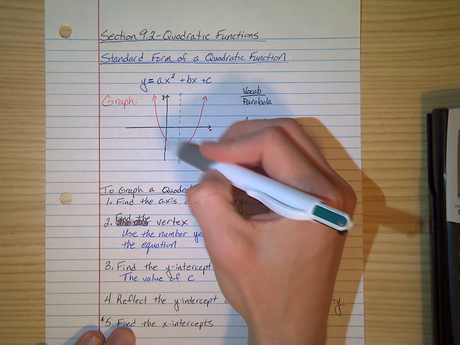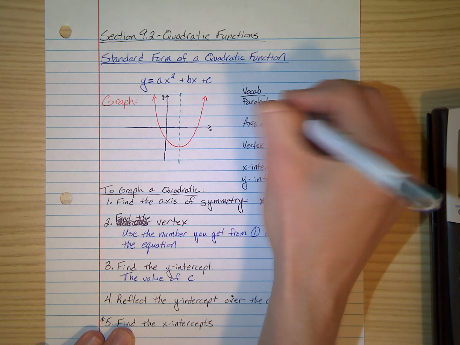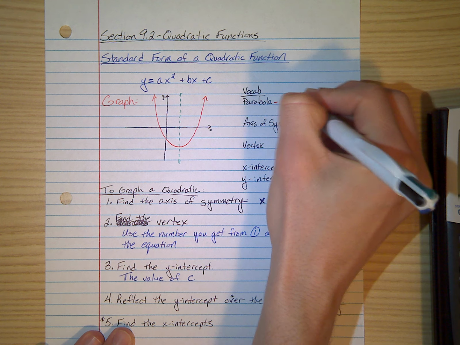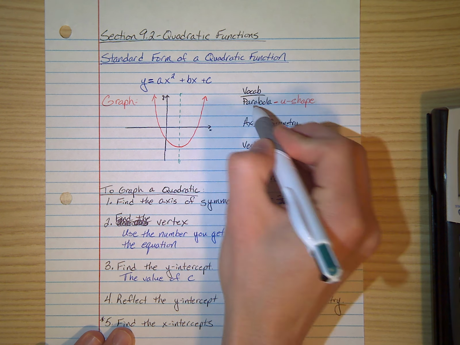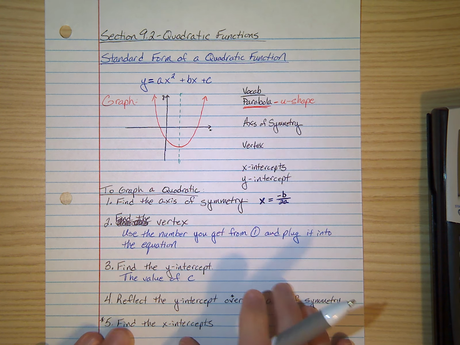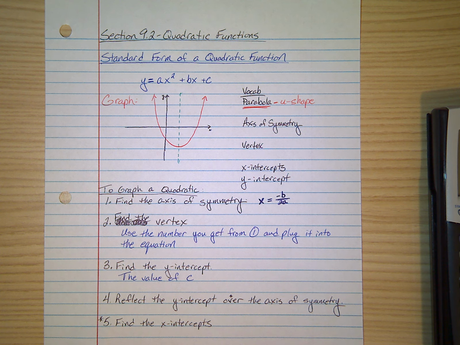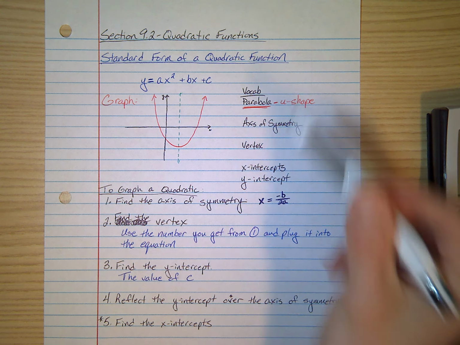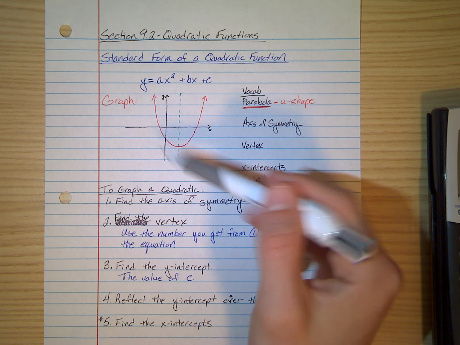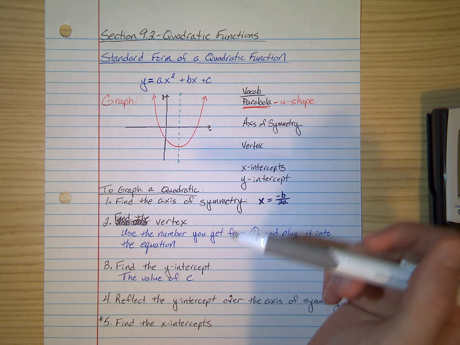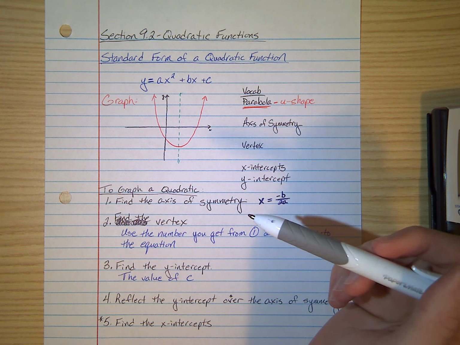Okay, well, first of all, the U shape, okay, that is called a parabola. That is the name for that U shape. So the graph of a quadratic function, that U shape is called a parabola. Okay, so we need to know that.